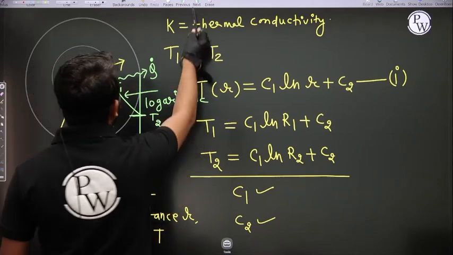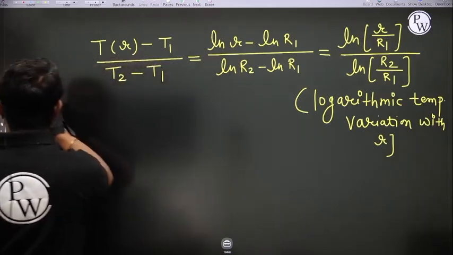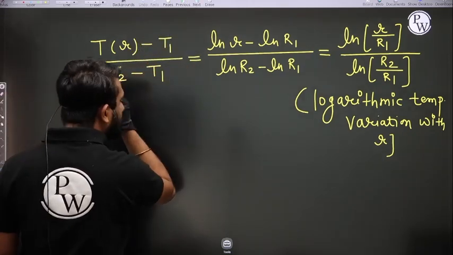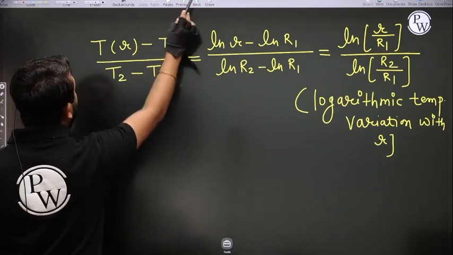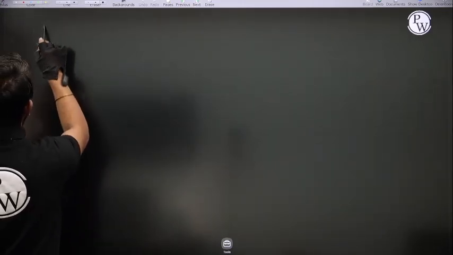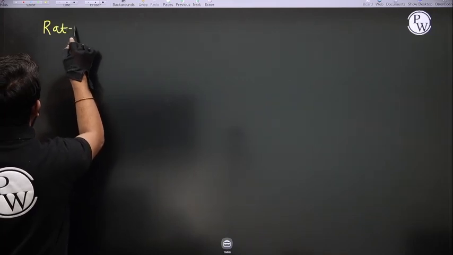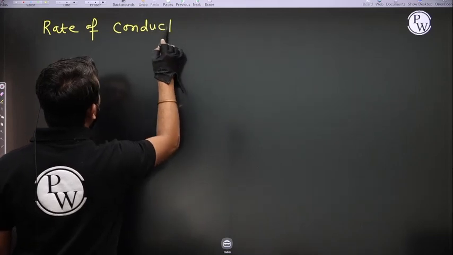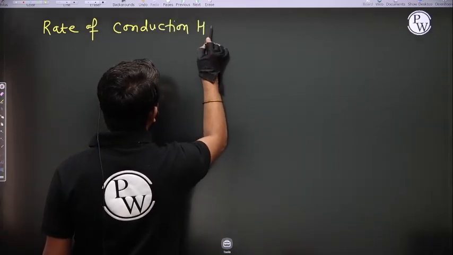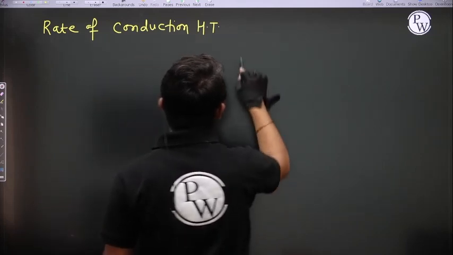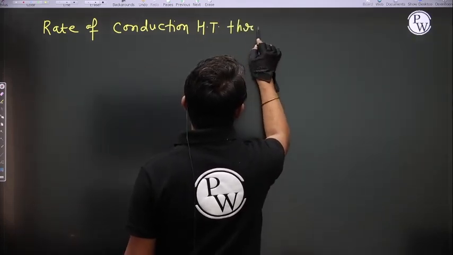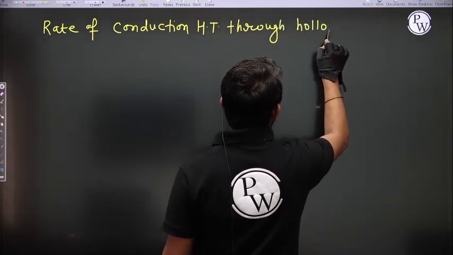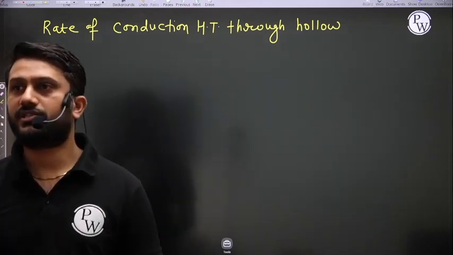Now what is the second objective? The second objective is the rate of conduction heat transfer. What is the rate of conduction heat transfer through this hollow cylinder?